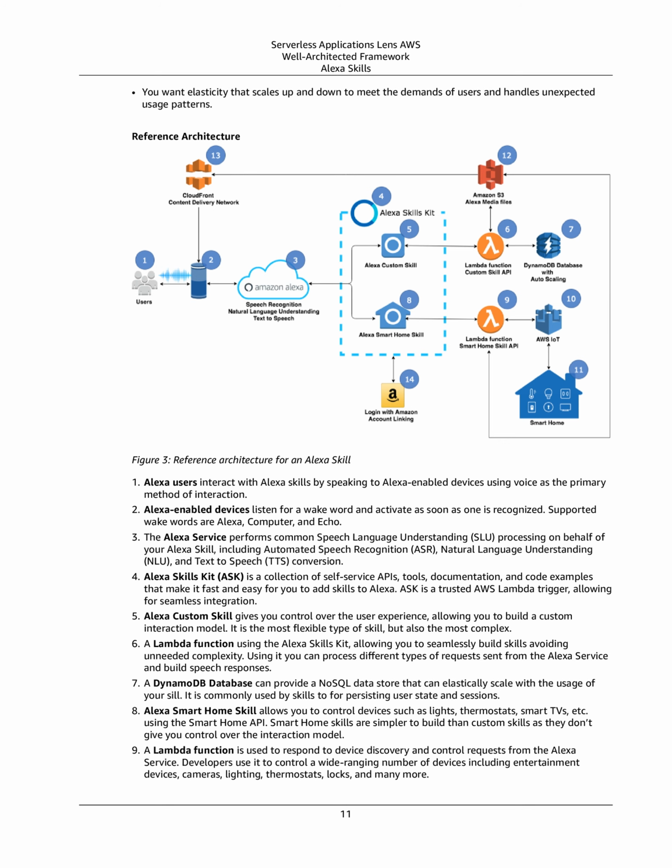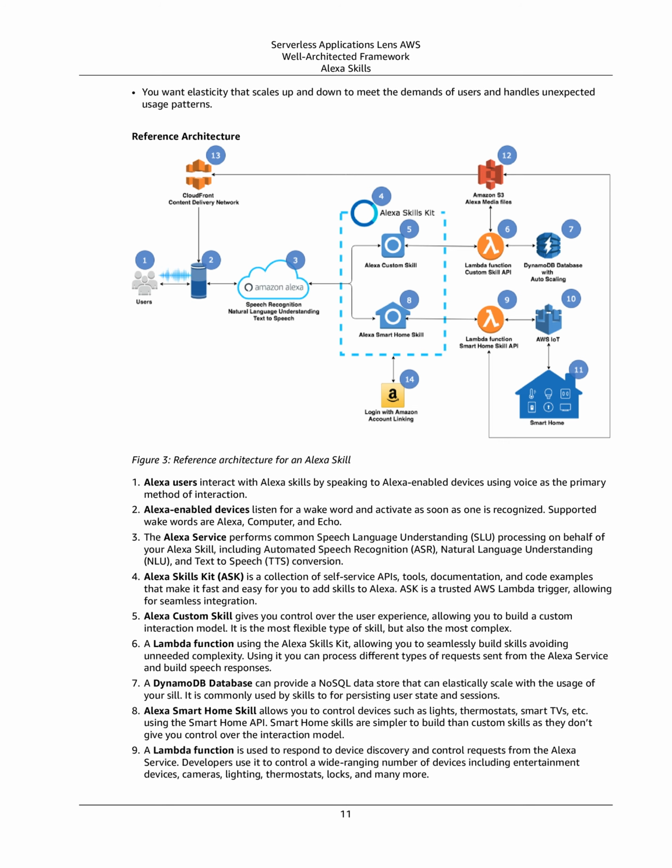6. A Lambda function using the Alexa Skills Kit, allowing you to seamlessly build skills avoiding unneeded complexity. Using it you can process different types of requests sent from the Alexa service and build speech responses. 7. A DynamoDB database can provide a NoSQL data store that can elastically scale with the usage of your skill. It is commonly used by skills for persisting user state in sessions.